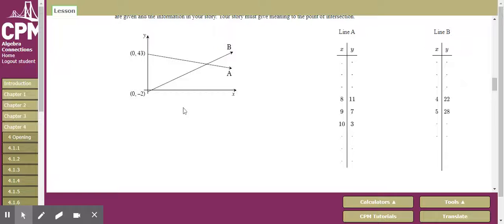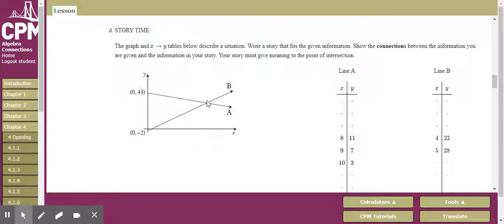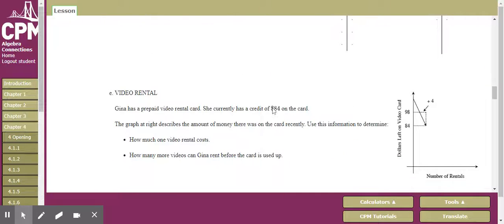Here you have a graph and tables that go with the lines on the graph. And what you're supposed to do is write a story that fits with this given information. And make sure that you connect the information you have in the tables and the graph and somehow include the point of intersection in your story.